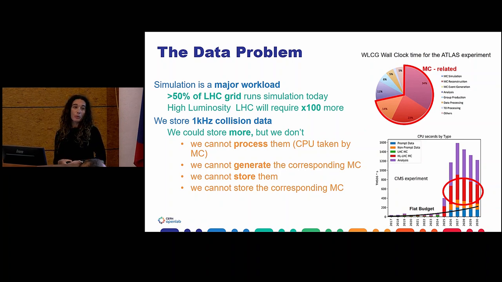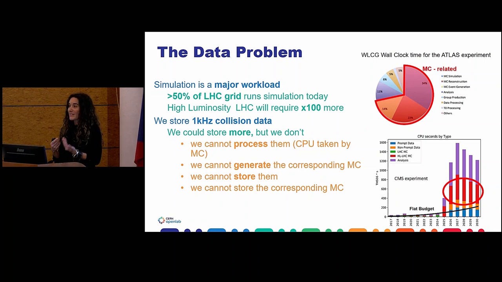We use simulation when we want to design new detectors. We use simulation when we want to understand how the detectors perform. We will use simulation when we want to compare to specific theoretical models. So today, more than 50% of the LHC computing grid is devoted to run simulation. It's well above 50%. We go closer to 70-80%, depending on the period of time. If you get closer to conferences and everybody wants to do data processing, maybe slightly less.